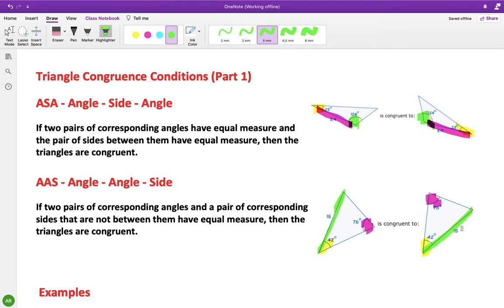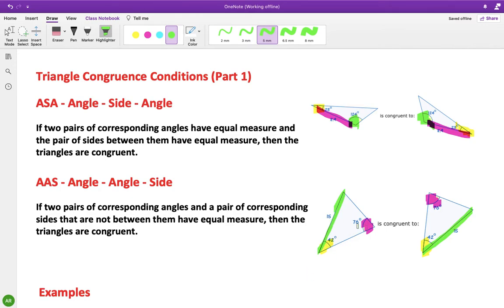Remember, these are fixed. They're not moving. They're the same. A lot of students will say, well, if I change this angle, well, if you change that angle, we're not making the angle angle side argument. They're different. They're not congruent. So the argument gets thrown out. We're talking about fixed shapes here.